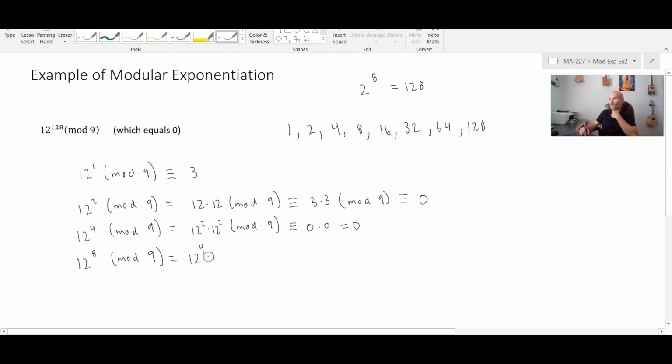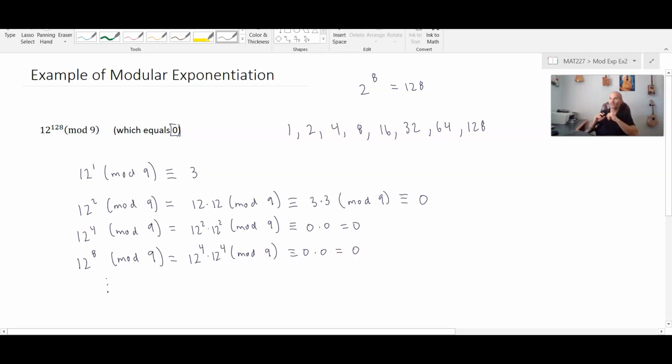So this is 12 to the 4th times 12 to the 4th mod 9. 12 to the 4th mod 9 is 0, and so we get again a product of 0 times 0, which is equal to 0. Now we can keep on going, but if you see what's going to happen now in the 12 to the 16th step, which is 12 to the 8th times 12 to the 8th, that's going to again be the product of the remainders, which is 0, and that's going to give us 0 times 0. And we're going to keep repeating down to the end until we realize that, hey, the remainder is always going to be 0 across the board.